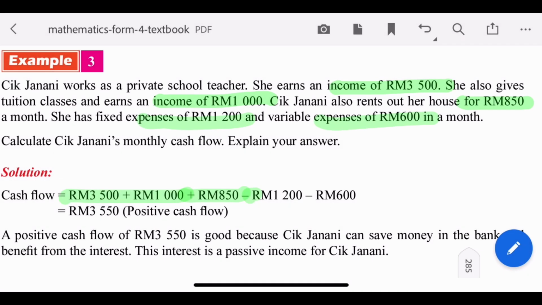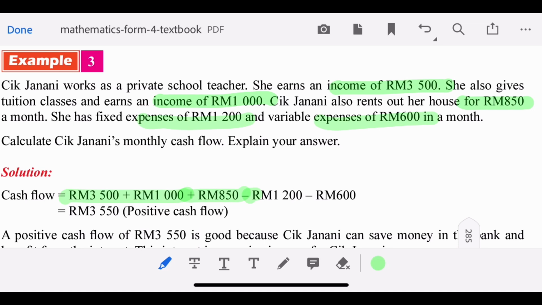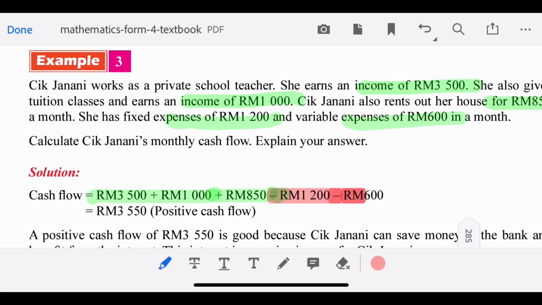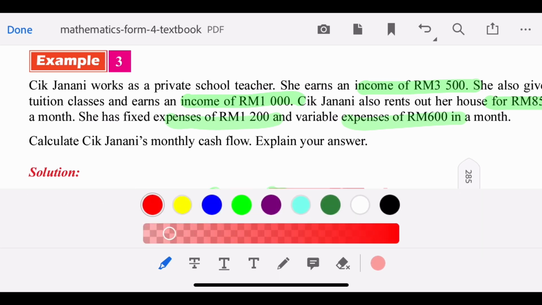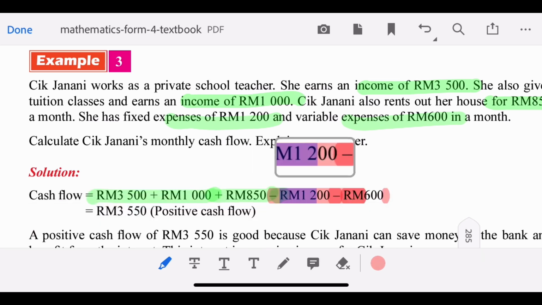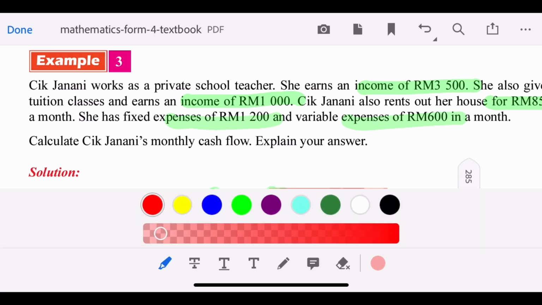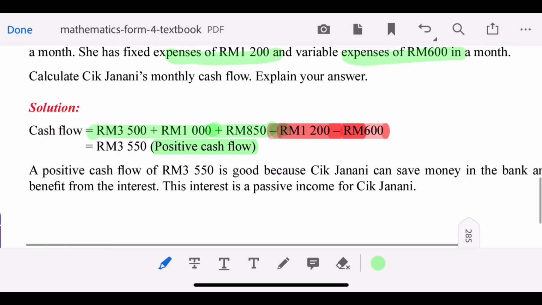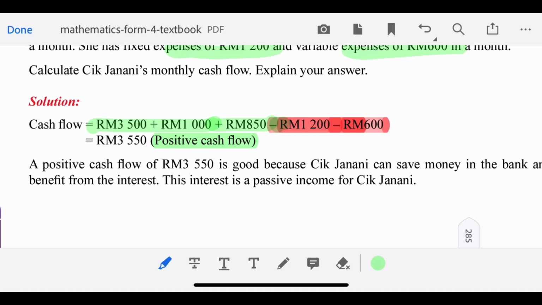So calculate Cik Janani's monthly cash flow. Explain your answer. Again, cash flow is equal to total income minus total expenses. So we add all the income, 3,500 plus 1,000 plus 850, minus 1,200 minus 600, that is expenses. So now the cash flow is 3,550 Ringgit Malaysia. So it's a positive cash flow.